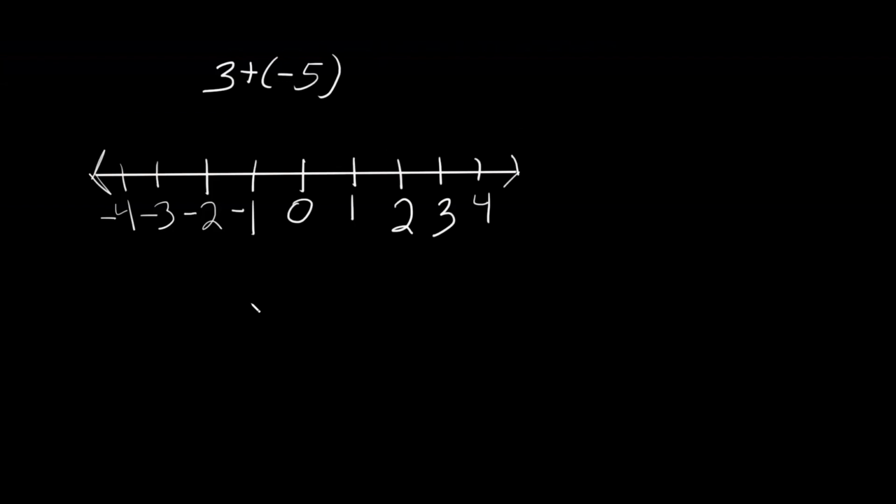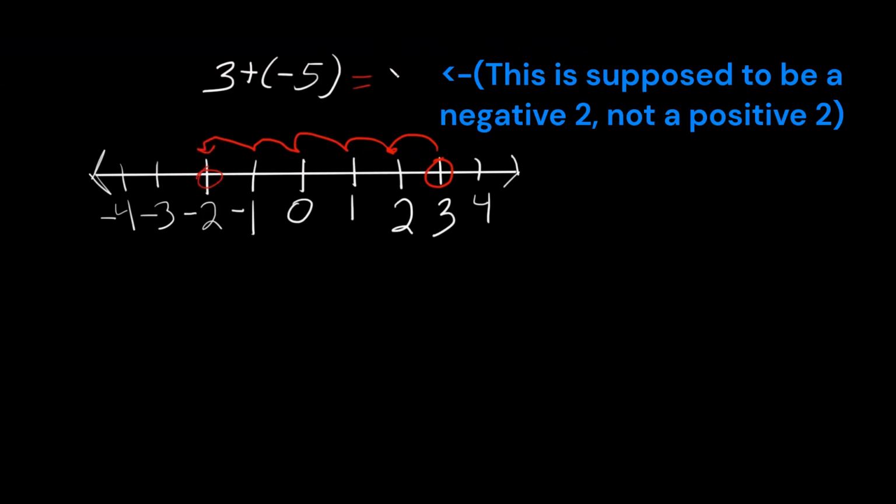So it tells us that we start out with a 3. So that is right here, starting with a 3. And we're going to add, or move, 5 in the negative direction, which is to the left. So we're going to move 5 over here. So it's going to be 1, this is 2, and then 2, 3, 4, 5. And that ends up with -2.